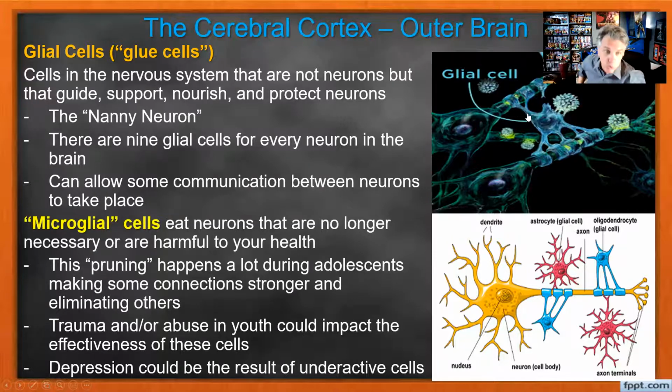So sometimes when we're learning a new language, one of the things that we have to do is learn to re-enunciate words, because a lot of these past things that we haven't used have basically been destroyed. Trauma or abuse in youth could impact the effectiveness of these cells. And sometimes maybe it doesn't get rid of something that it should. Depression could be the result of underactive cells, again, not efficient in the communication.